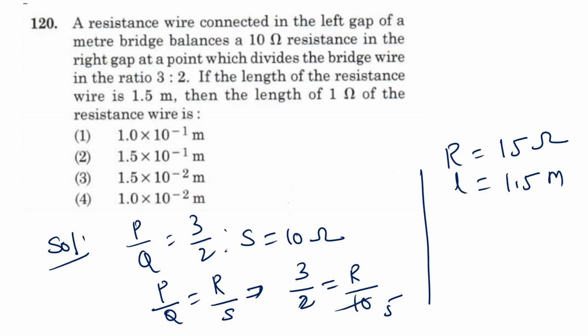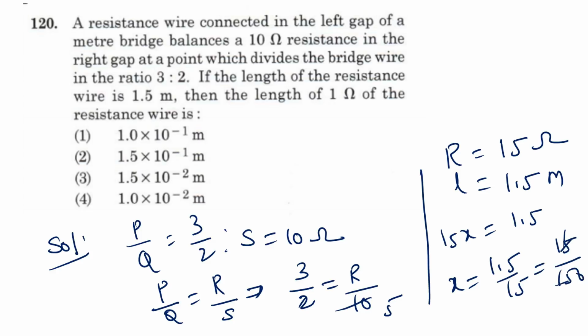So X is equals to 1.5, and finally we are writing answer X is equal to 1.5 by 15, that is equal to 15 by 150. 15 ones are 15, tens are, so X is equals to 1 into 10 to the power of minus 1 meters. The first option is correct option. We'll go to the question number 121.